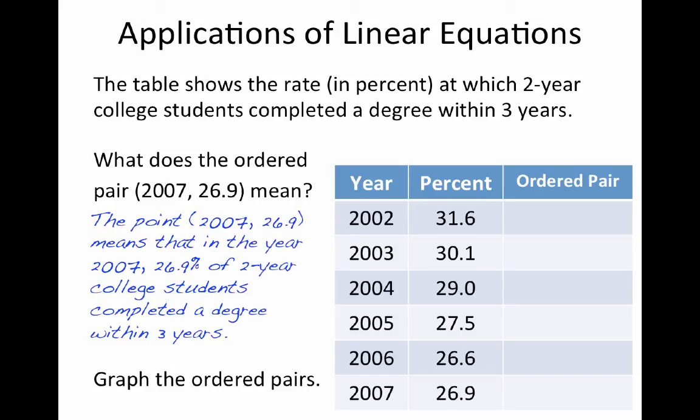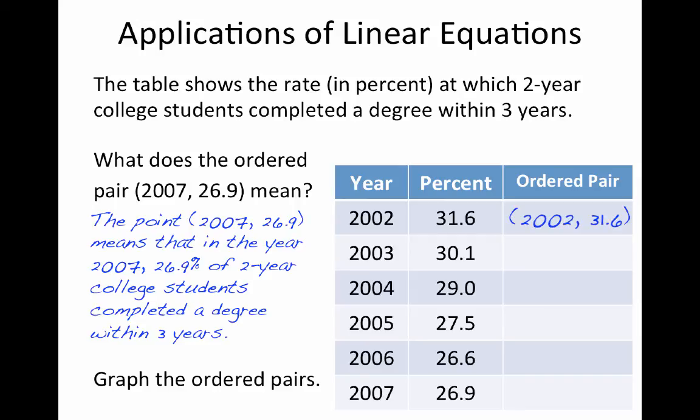The point (2007, 26.9) means that in the year 2007, 26.9% of two-year college students completed a degree within 3 years. Now, write the ordered pairs and graph them.